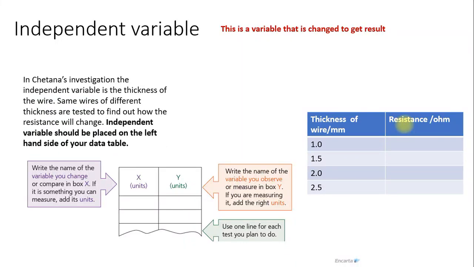In Chitana's investigation, the independent variable is the thickness of the wire. Same wire of different thickness are tested to find out how the resistance will change. Independent variable should be placed on the left hand side here where we have the x. Don't forget to write the unit, like what we have here on the left hand side.